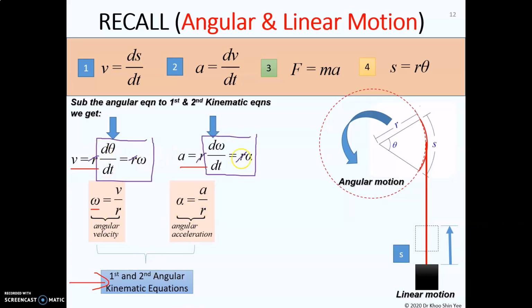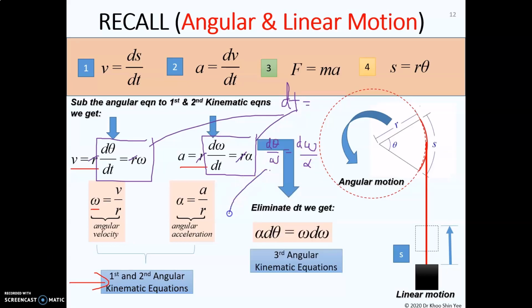If we cancel the radius on both sides, then take out the dt, you should obtain dt equal to d theta divided by angular velocity, equal to d omega divided by angular acceleration. Rearrange this equation, and you should be able to obtain alpha d theta equal to omega d omega. So this is the third angular kinematic equation.